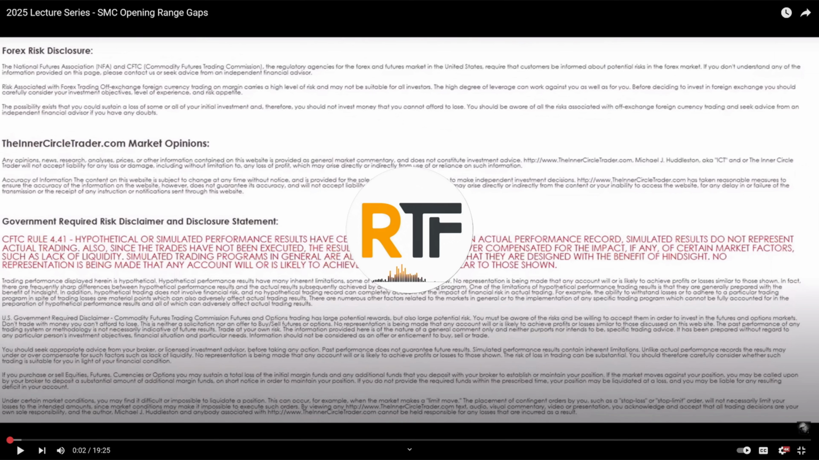This time going over the SMC opening range gap once again. He did give an intro to opening range gap in his first lecture, but this one is much shorter and he gets into the details of this PD array to clear up any confusion.